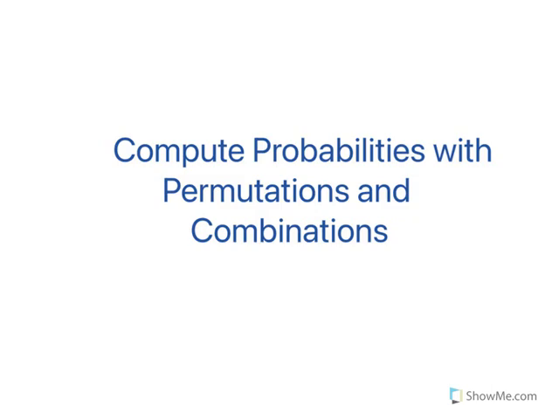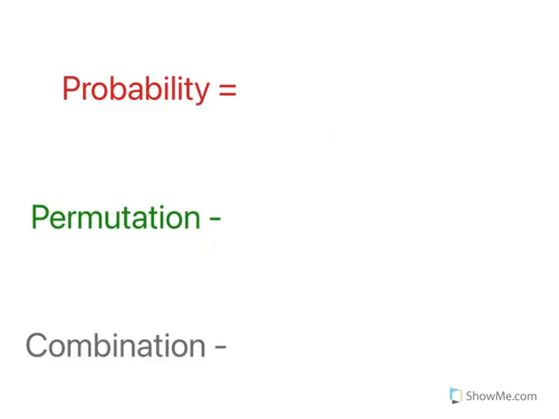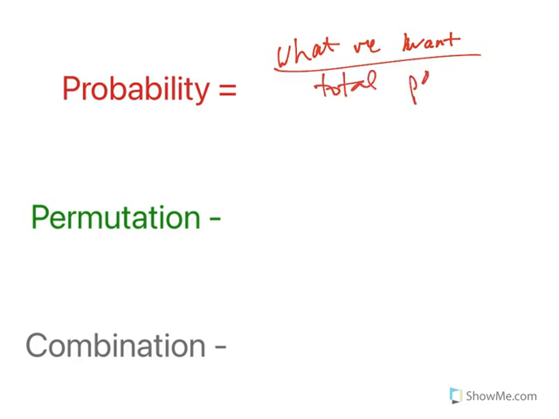Let's compute probabilities with permutations and combinations. So this is some exciting stuff we're dealing with. Let's remember that probability is what we want to happen, the number of that, what we want, over your total possibilities. And that's in general, okay? So what we want on the top, total possibilities on the bottom.